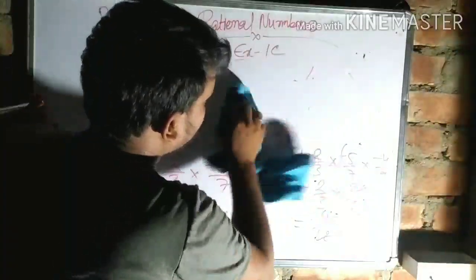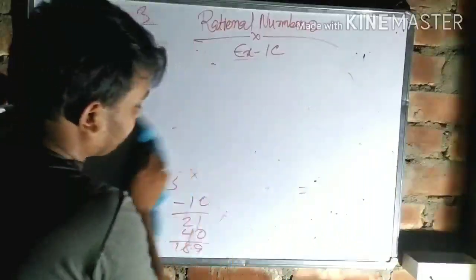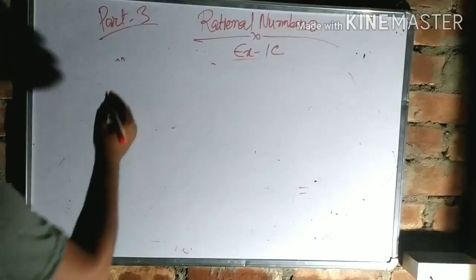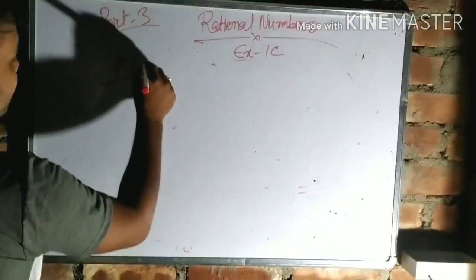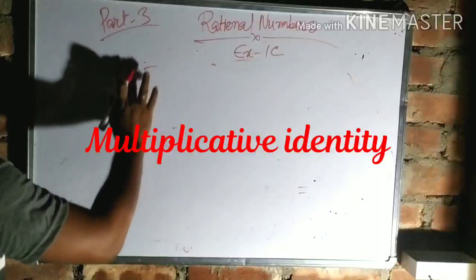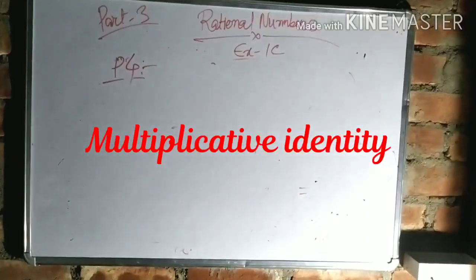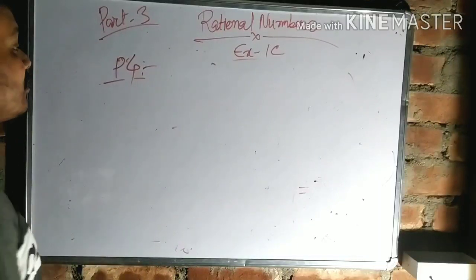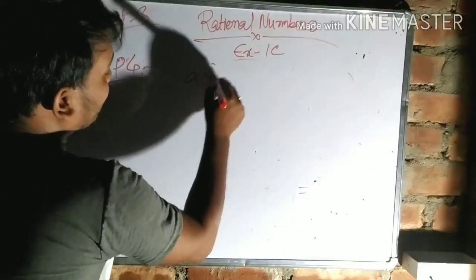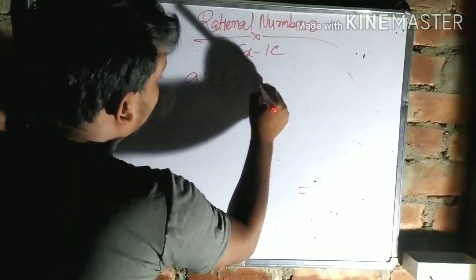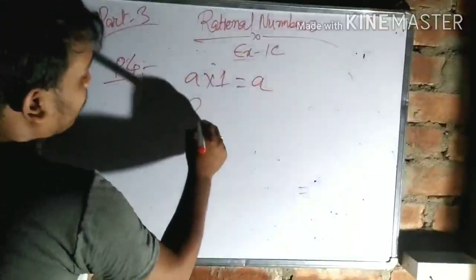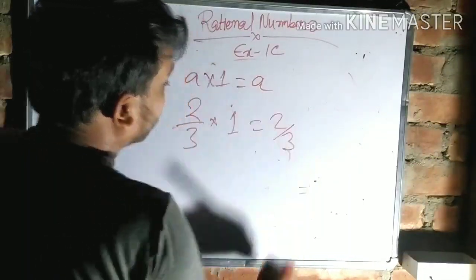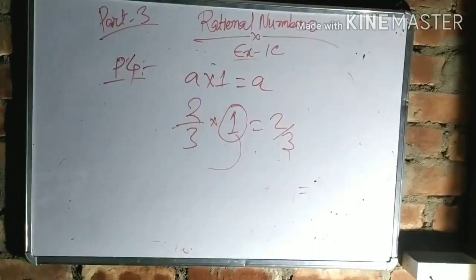Property number 4, the identity property, I already discussed in the previous class. What is the multiplicative identity? The multiplicative identity is 1. If we multiply 1 with any rational number, the result is the number itself. For example, 2 by 3 into 1 equals 2 by 3. This is called the multiplicative identity.